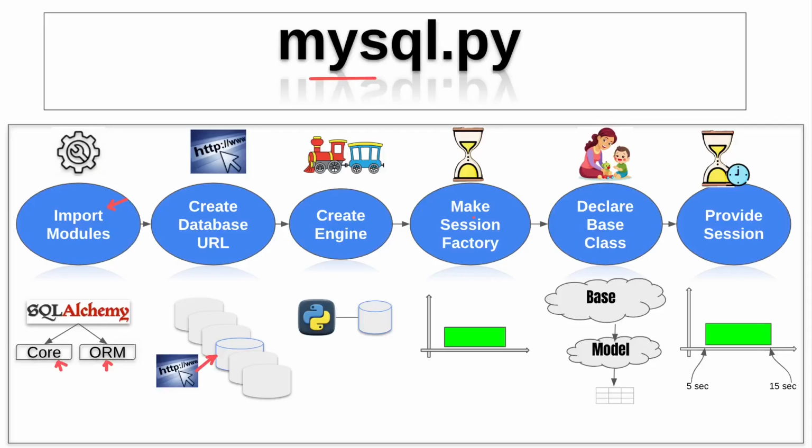Then we will create the session factory object. Every database operation will be performed within these sessions. Then we will declare this base class. This base class is the parent class for all tables or models. Every model we create will inherit from this base class.